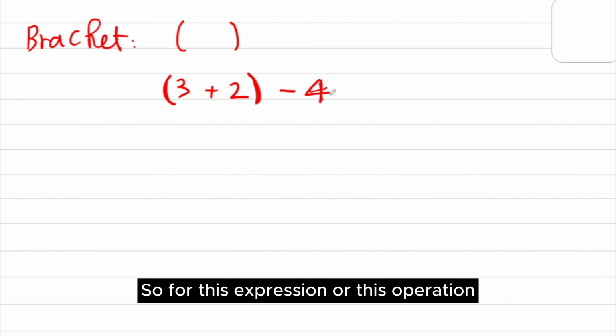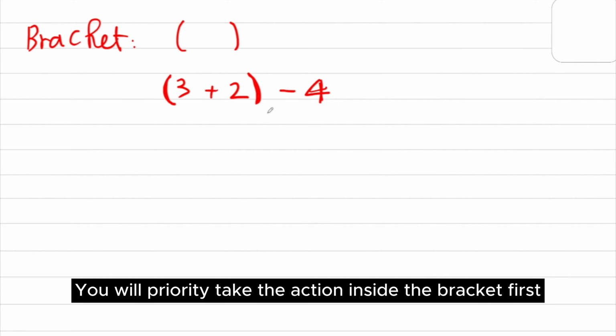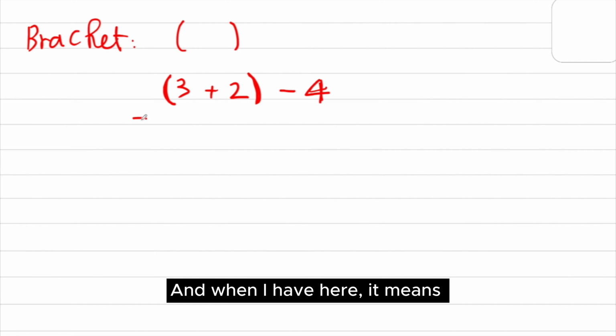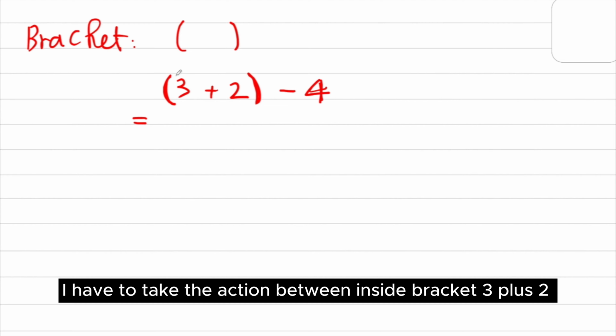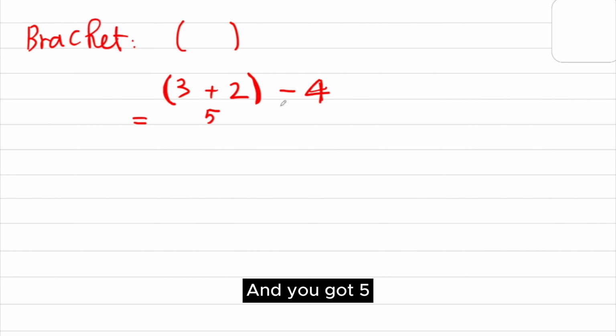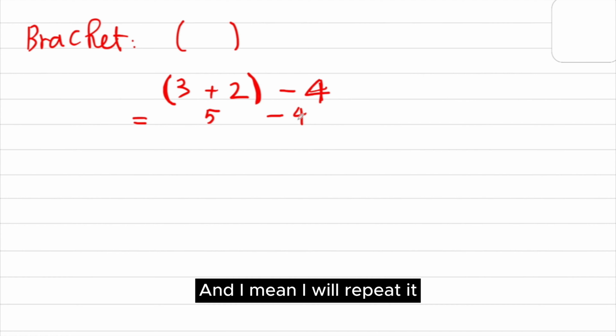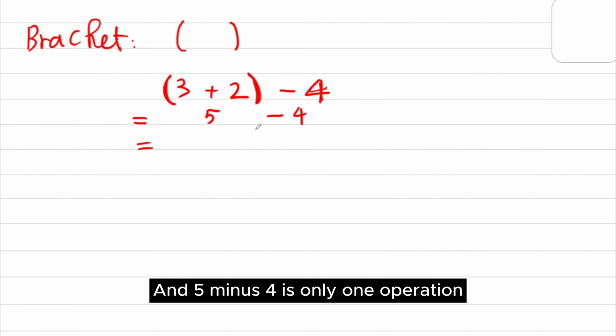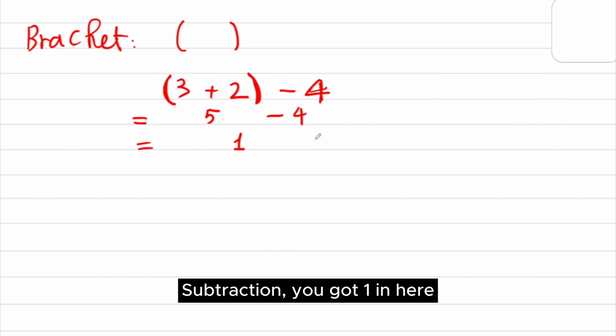So for this expression, you take the action inside the brackets first. I have to take the operation inside the bracket, 3 plus 2, and you get 5. Outside the bracket you have minus 4, and I will repeat it. And 5 minus 4 is only one operation, subtraction, and you get 1.